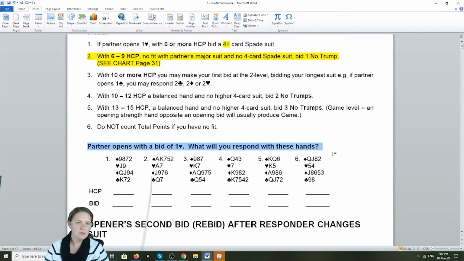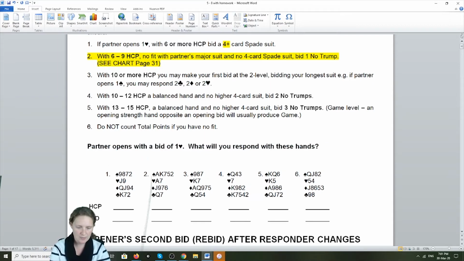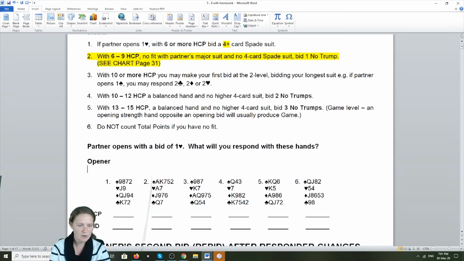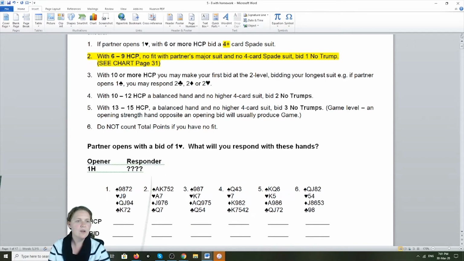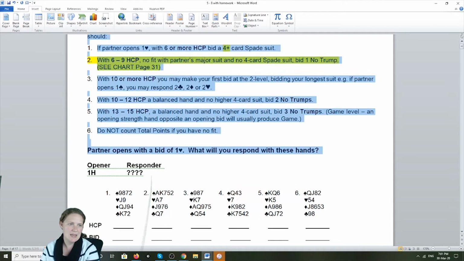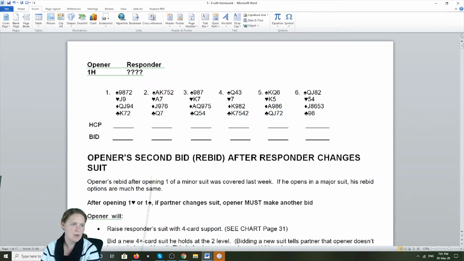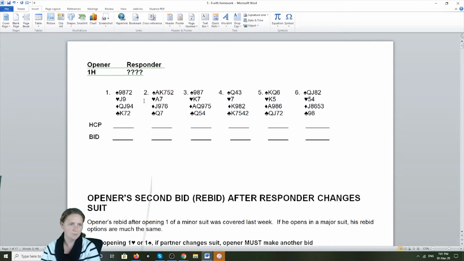So the first thing to really clarify is that what's happened so far is that our partner was the opener and they started off with a bid of 1 heart, and we're the responder, and it's now our turn to make a call. And what are you going to bid with each of these hands? So let's take a look. I'll just bring this up here. We'll get rid of some of this, and I might get us to go through these ones.